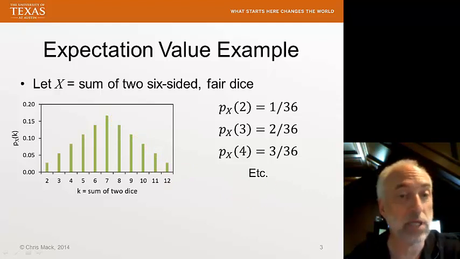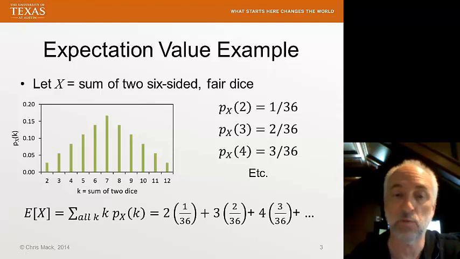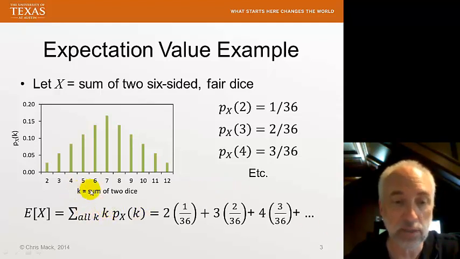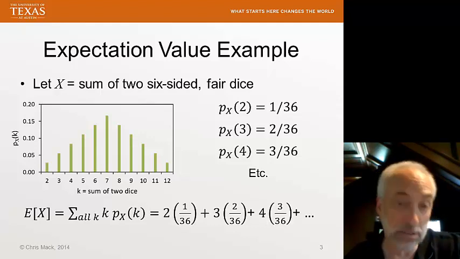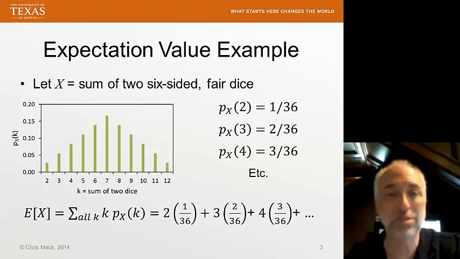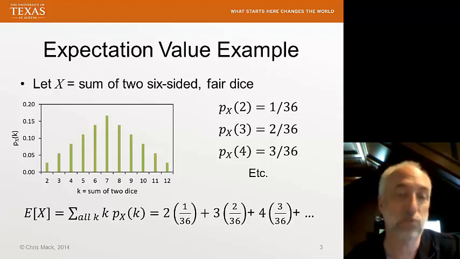So if we want to calculate the expectation value, we will sum up all the values of k. I'll use k to be the sum of the 2 dice. Multiplied by the PMF of that value, so 1/36, 2/36, 3/36, etc. And we sum them all up for every value that could exist. Well, if you're curious as to what the answer is, if you carry out this summation, I think you could probably guess the answer is 7. The symmetry of this PMF would tell us that the mean must equal the median and the mode, which is 7.